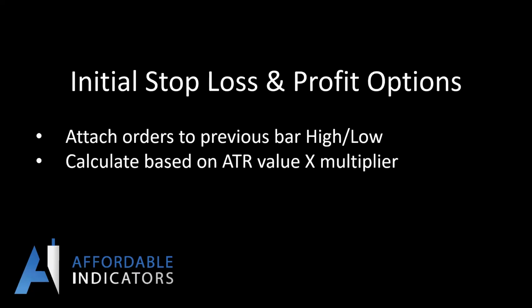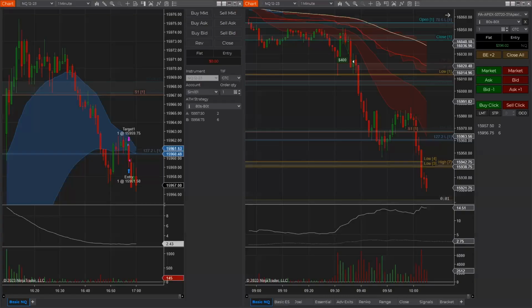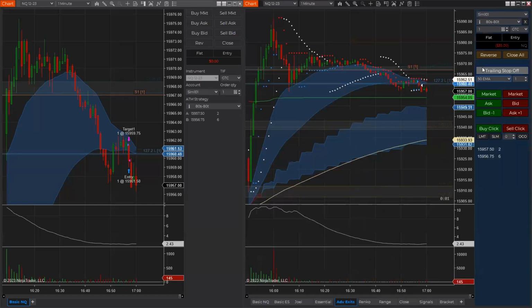Initial stop loss and profit options, where, like I said, your ATR becomes linked to your stop loss and your profit target. There's also trailing stops. So let's go back and take a look at this real quickly. This is advanced exits. So you get a few more buttons here. You're able to set trailing stops.